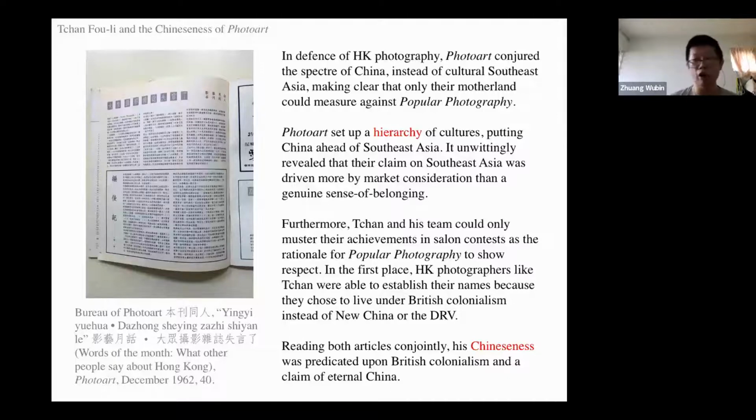And you can see a corresponding negative example of photographers who were based in the Democratic Republic of Vietnam, North Vietnam, or in New China, where they would have had much more difficulty circulating their works into these competitions around the world. And I would imagine that if they chose to do that at that point in time, they would probably be tagged as petit bourgeois. So if we read these two articles together, we might say that his Chineseness was actually predicated upon British colonialism and a claim of eternal China.